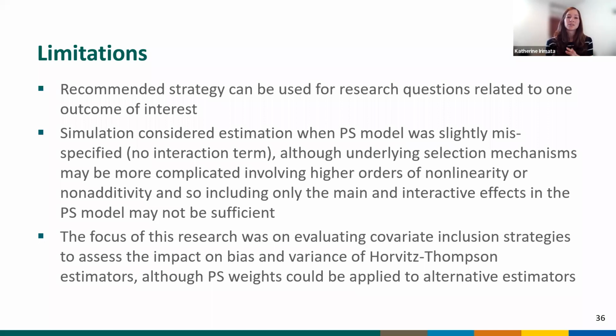And then this research was really on assessing the impact on bias and variance of our Horvitz-Thompson estimators related to covariate inclusion strategies, but you could think about alternative estimators where you'd want to use a propensity score adjustment.